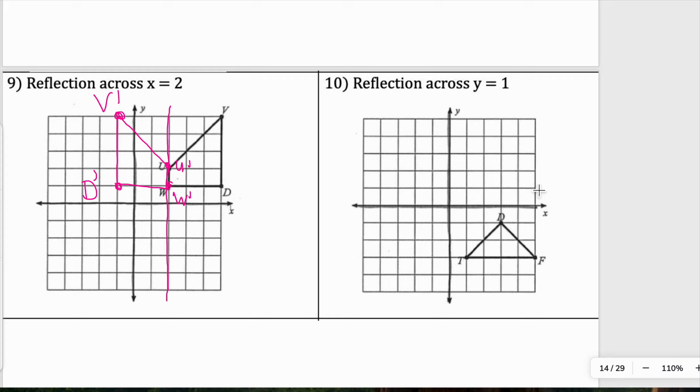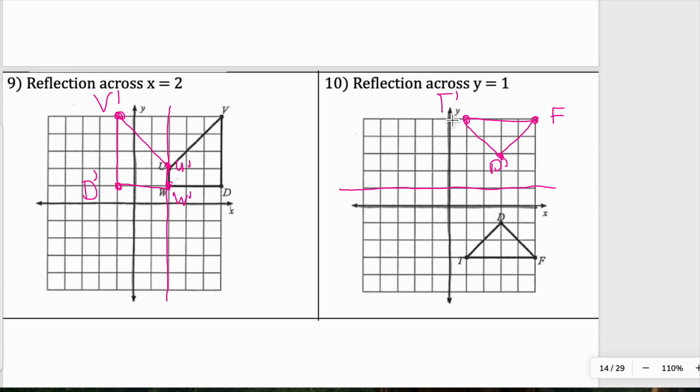And then y equals -1 is this line right here. D prime is 2 units away, so 2 units on the other side. F prime is 1, 2, 3, 4, so 1, 2, 3, 4, all the way at the top, which means that T prime would also be at the top too.